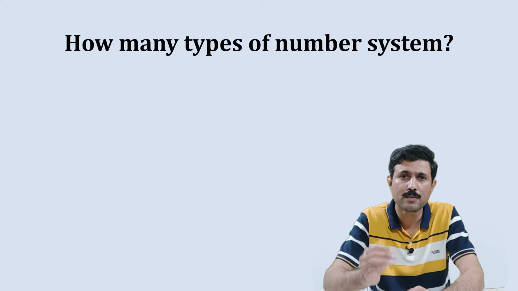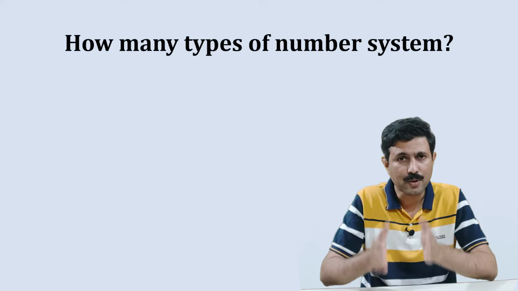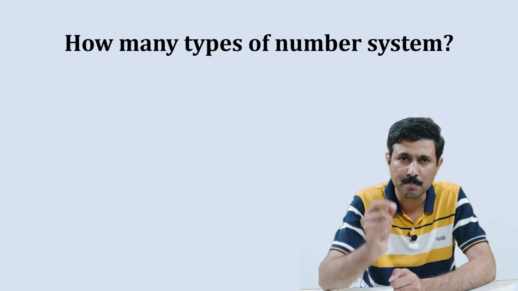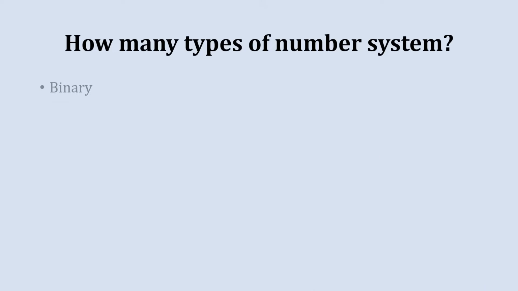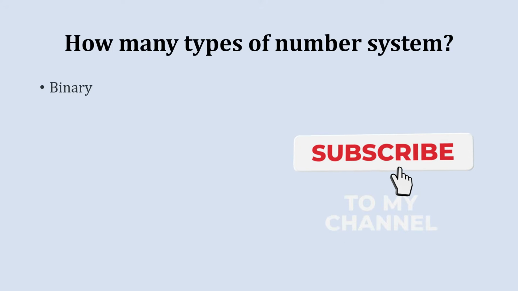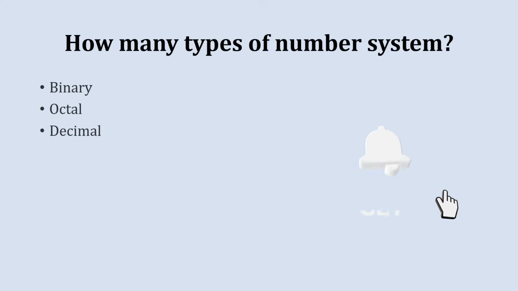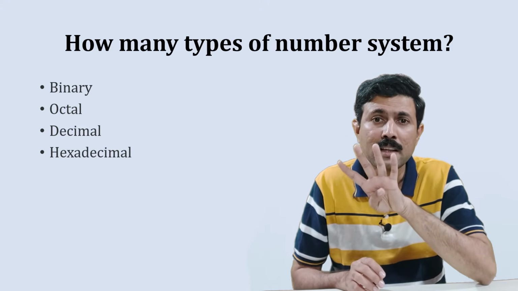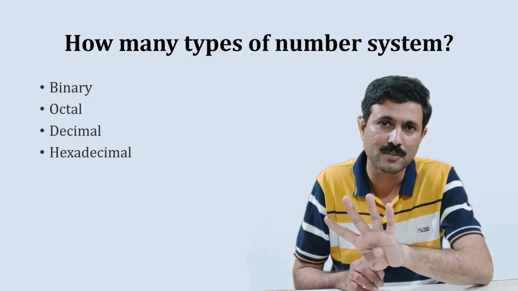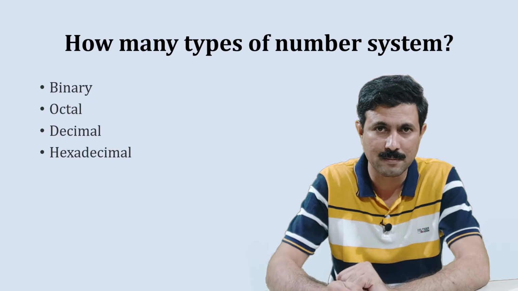No, we are not going to learn all of them, because right now our concern is computers and digital electronics. In general, the binary number system is used in computers. However, the octal, decimal and hexadecimal number systems are also used sometimes. So now we are concerned about only these 4 types of number systems and we are going to learn all of them.